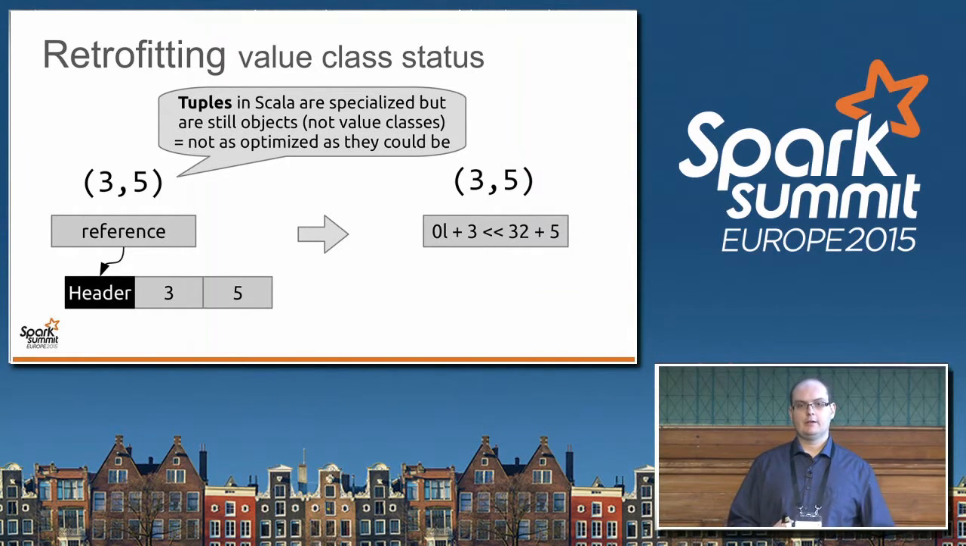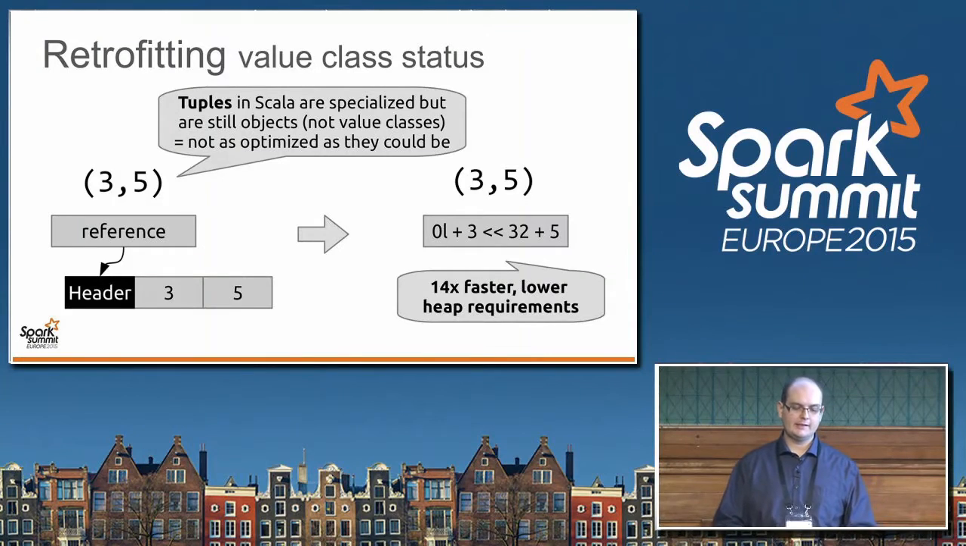And in the case of a tuple of 2 integers, we can encode it as a long, so we don't allocate an object at all. This gives us 14x speedups on methods that use it. And of course, it lowers the heap requirements.